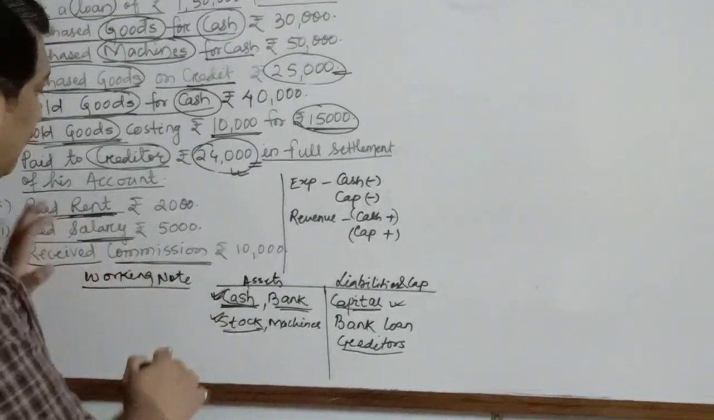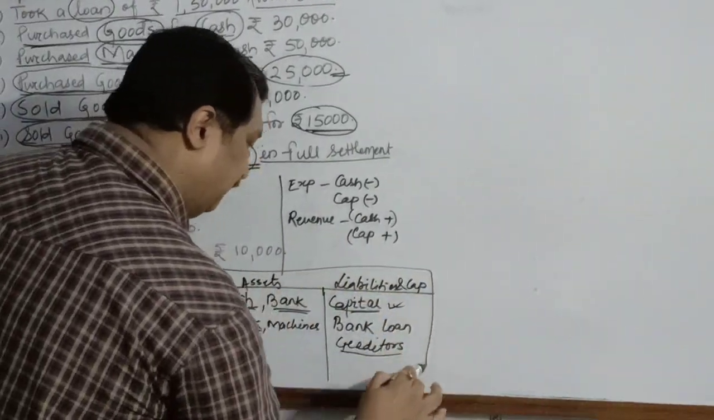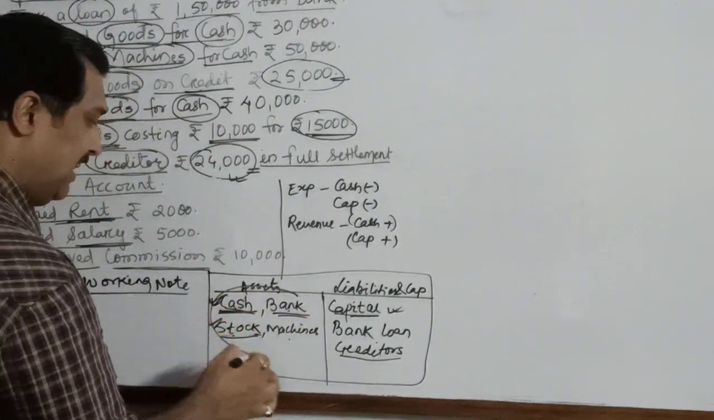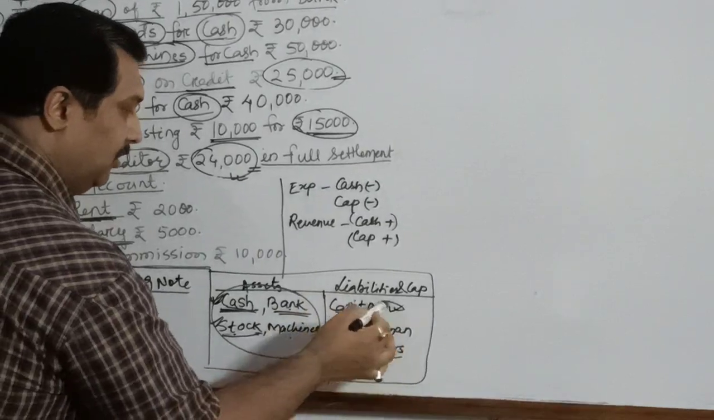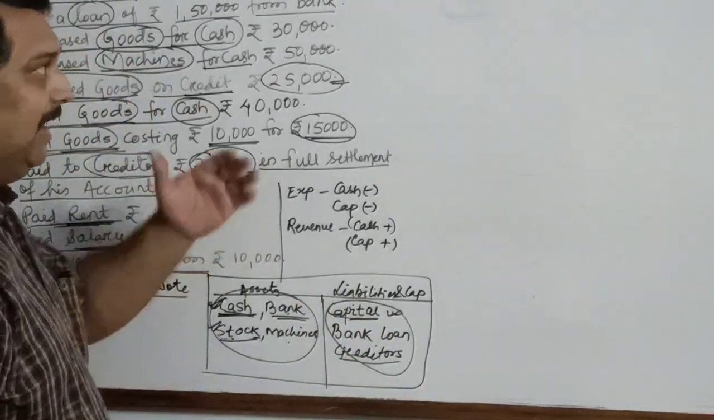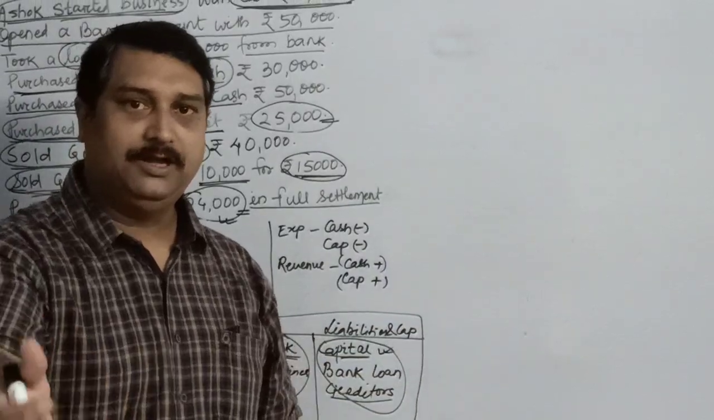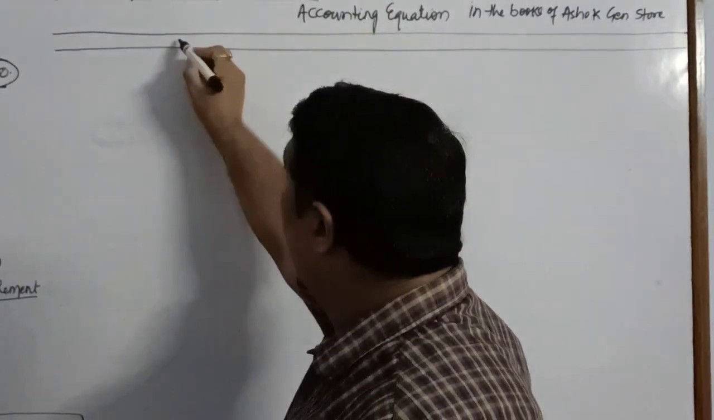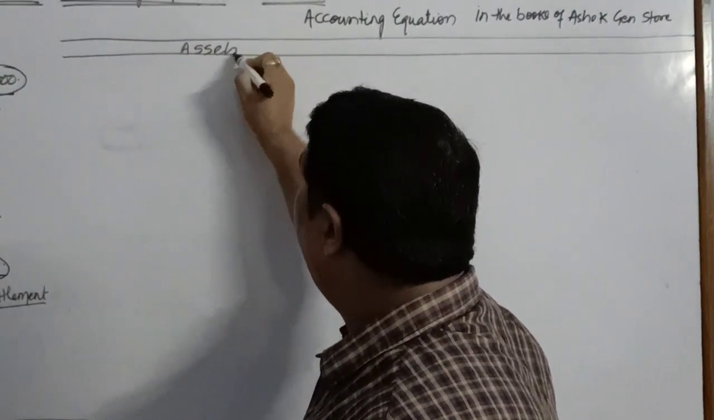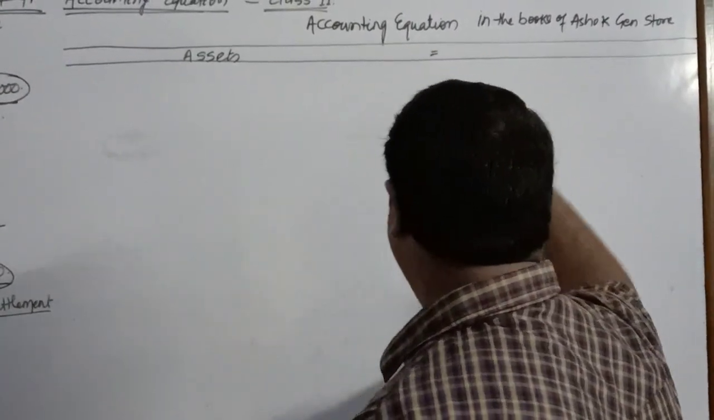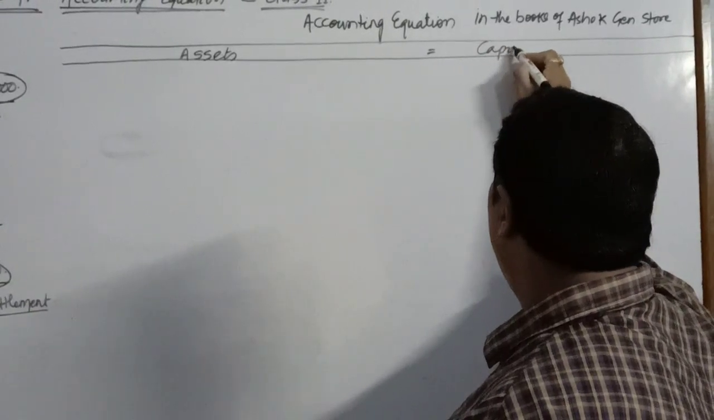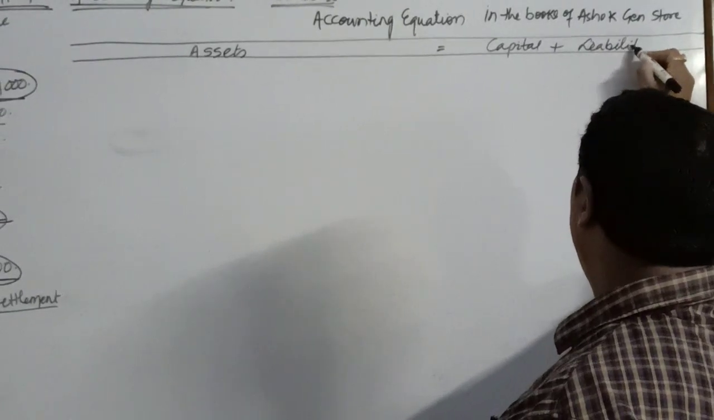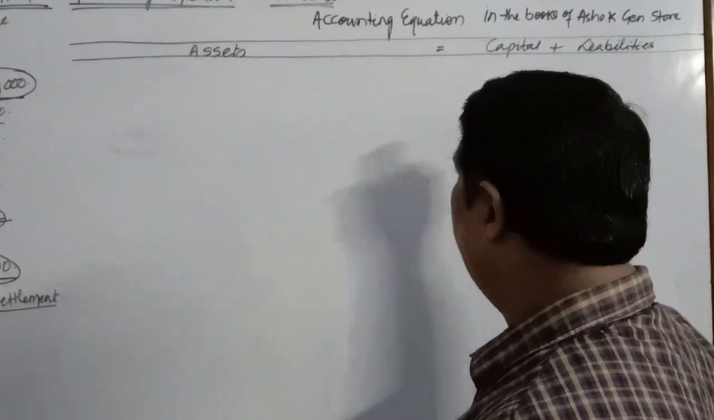Now I will make a format based on these classifications. I need 4 columns on my asset side and 3 columns on my liability side. I will make the format and then we'll continue the sum. This is the beginning of the format. First of all, I have drawn 2 lines. Over here on my left hand side, I will write assets equal to capital plus liabilities. Children, this is the accounting equation which you must write first of all.